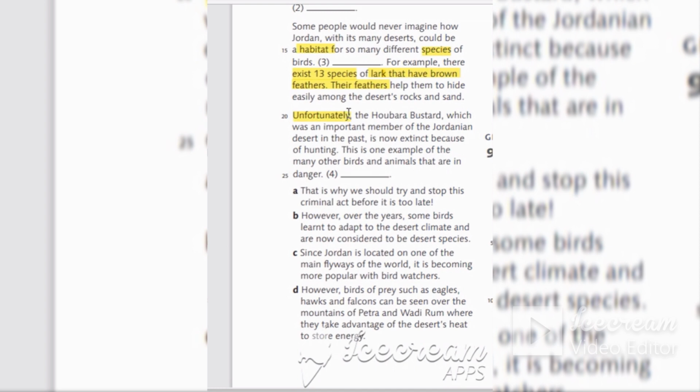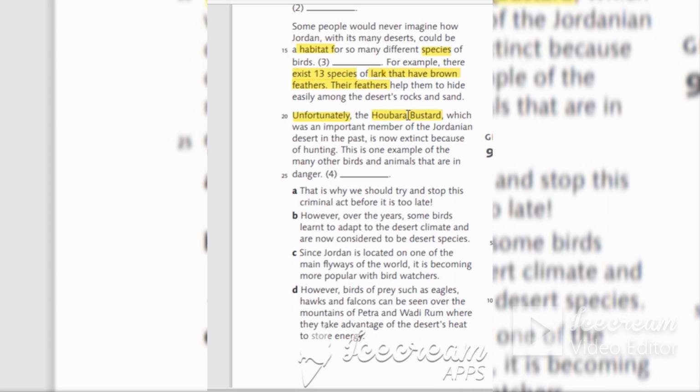Unfortunately, the hubara bustard, a bird that was an important member of the Jordanian desert in the past, is now extinct. Why? Of course we know. Because of hunting. This is one example of many other birds and animals that are in danger. Now, A, B, C, D, we want to fill them in the blanks. Okay?